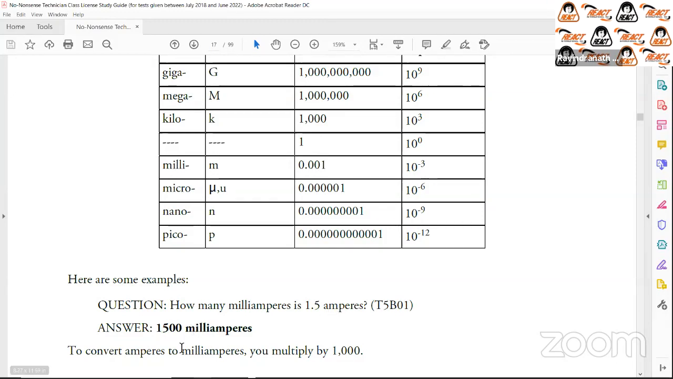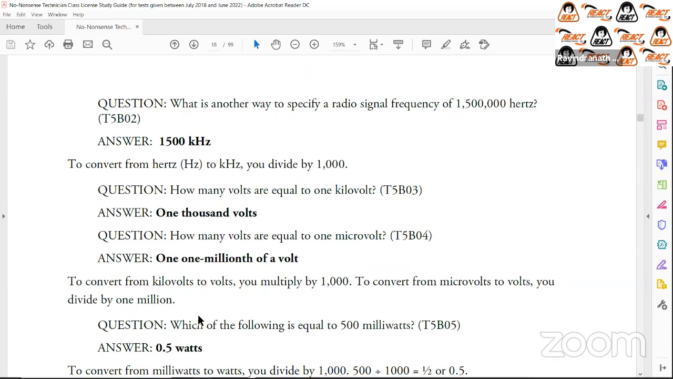All right? So they tell us here to convert amperes to milliamperes, you multiply by 1,000. And the converse is also true. If we had milliamperes and we wanted to find out how many amperes, we divide by 1,000 to get to the ampere. So the answer is we take the 1.5 multiplied by 1,000 and we get 1,500 milliamperes. Let's look at another example.